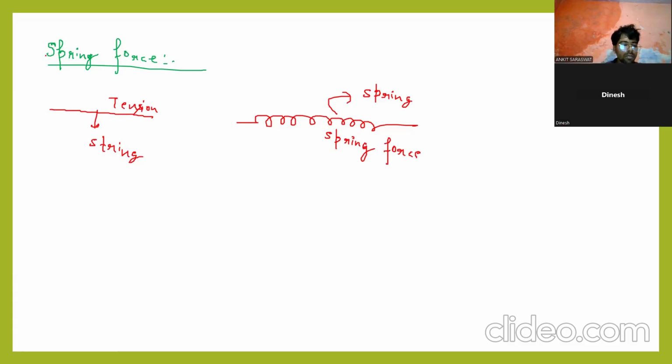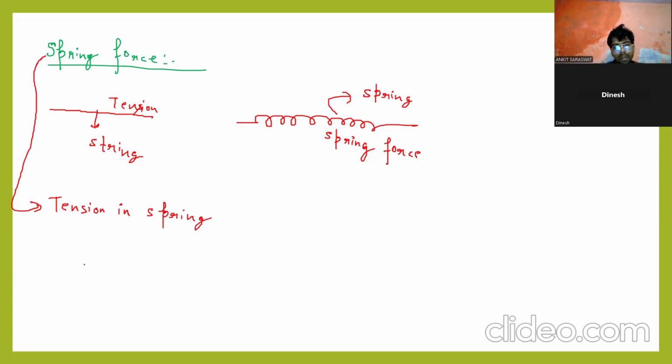Clear? For example, let us understand. Spring force is nothing. It is just like a tension. You can write here: tension in spring. Spring force is nothing, it is just like a tension, tension in spring. Clear? Okay.